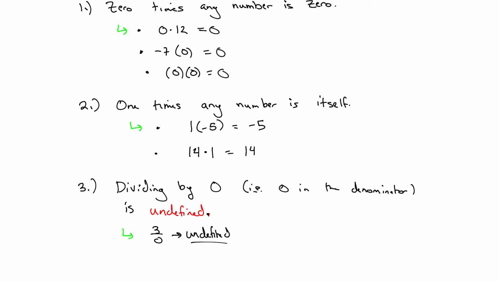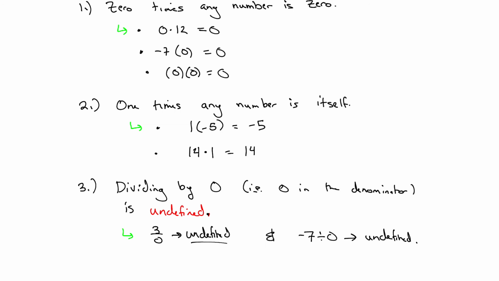And if you have any questions about that, feel free to ask. And another example, if you had -7 divided by 0, that would also be undefined. We cannot divide by 0. And there's a good way to explain that, but I don't have enough time in this course.